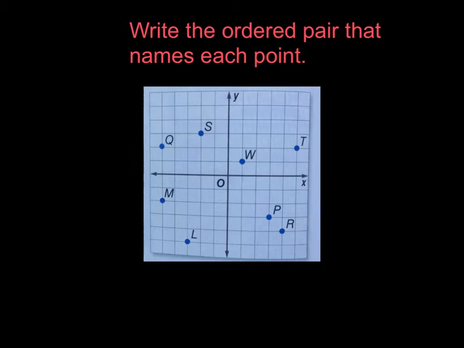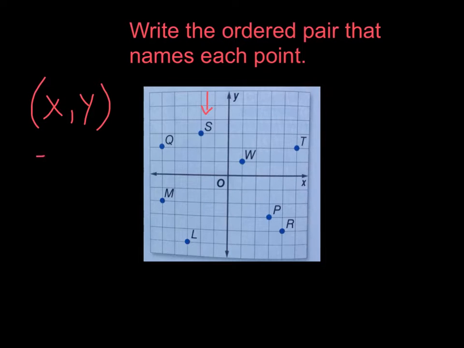Today you'll be asked to write ordered pairs that name a specific point. The key to remember is that whenever we write them, we have to write the x-coordinate first and then the y-coordinate. So let's take a look at letter S right here. To do this, I would say, alright, the x-axis is right here. The point S comes to right here on the x-axis, and that would be -1.